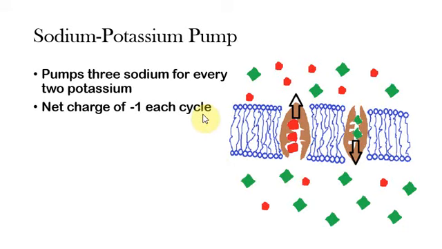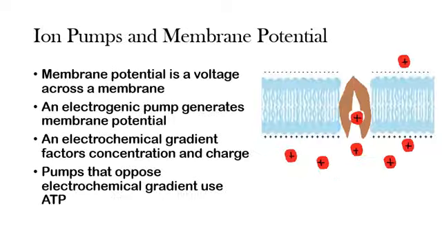You can probably do the math on this one, because sodium and potassium both have a +1 charge. There's a net charge pump of -1 for each cycle. This -1 is present inside the cell. So by the working of the sodium-potassium pump, there's going to be a negative charge inside the cell and a positive charge outside of the cell. This is something that's called membrane potential, which we're going to be talking about next.